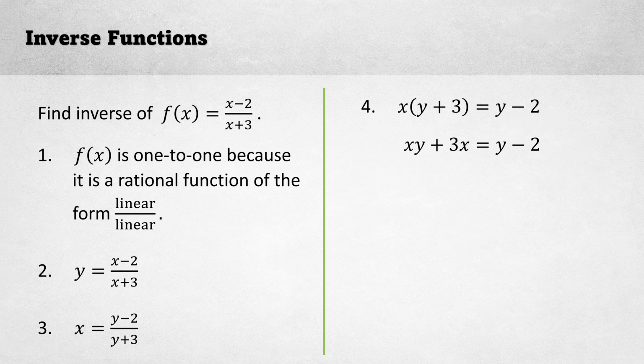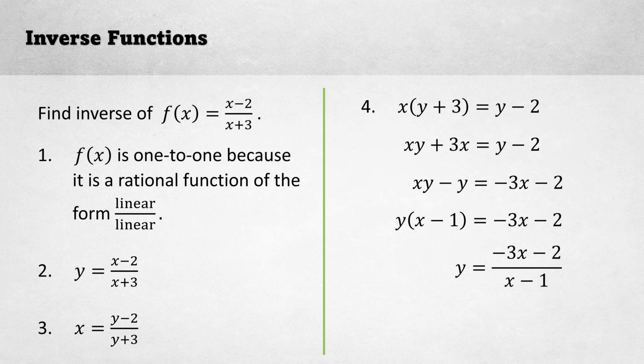To solve for y, we want all occurrences of y to be on the same side. So we subtract y and subtract 3x. Then we factor out y and divide by x minus 1 to solve for y. And last, we replace y with the inverse notation f inverse of x. In this example, the domain of f inverse of x is equal to the range of the original function f of x.